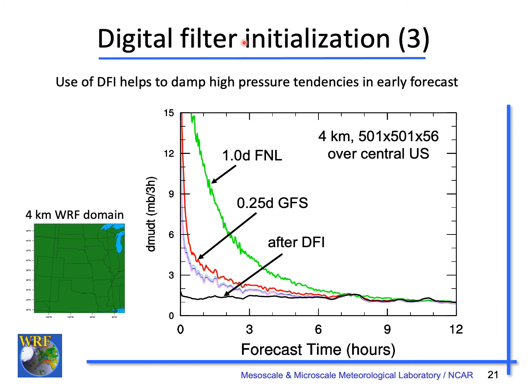We can also see that if we start the model with higher resolution GFS data, the quarter degree GFS, as represented by the red curve here, rather than the 1 degree one, as represented by the green curve here, there is a dramatic improvement in the adjustment the model has to make in the early forecast hours. The plot also shows that the DFI is very effective in removing this initial adjustment and brings the model into a balanced state right from the start, as shown by the black line on this plot.